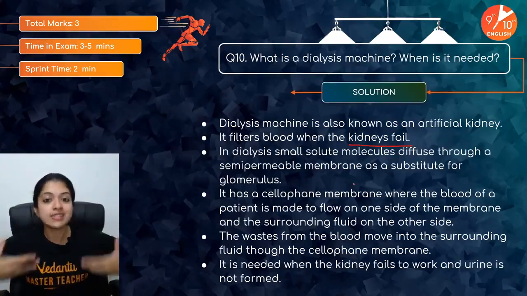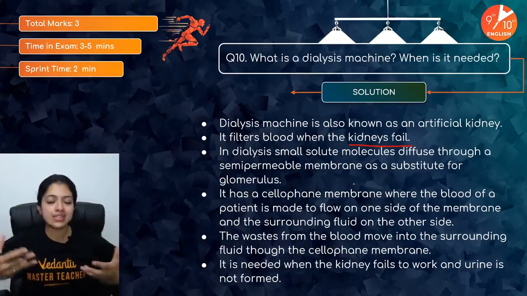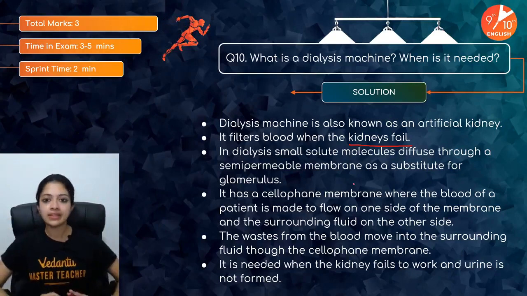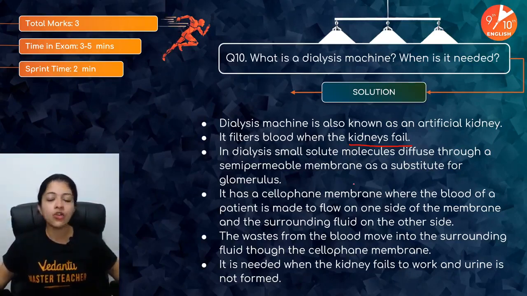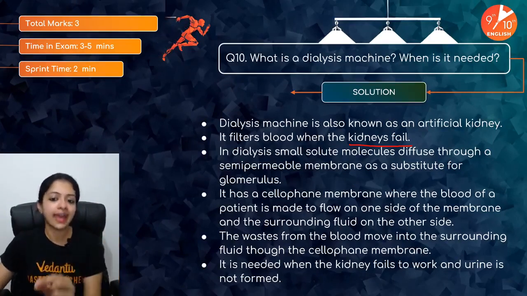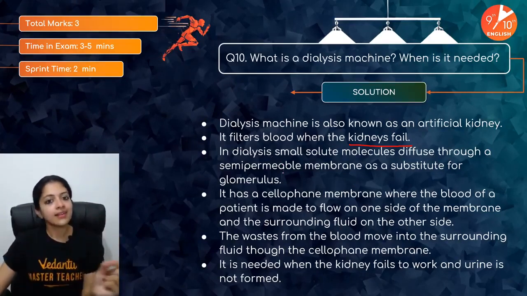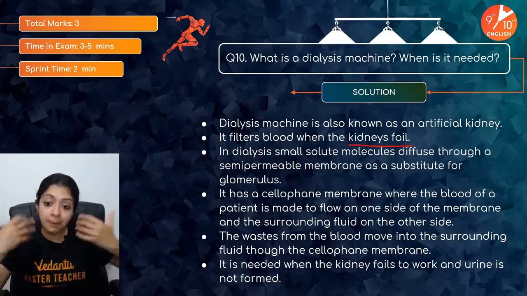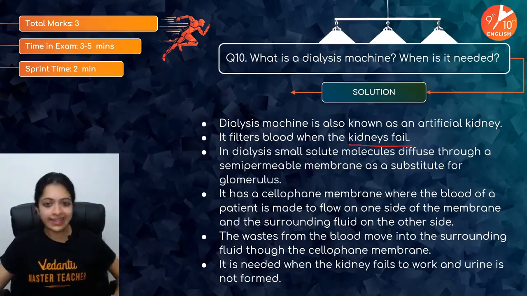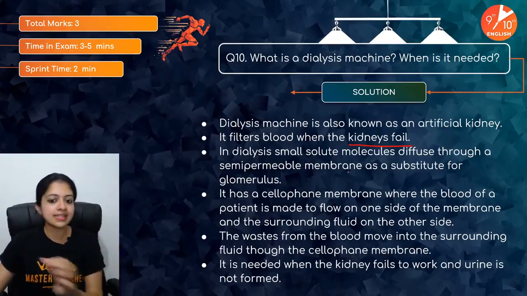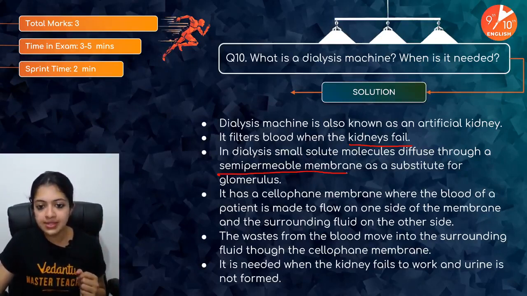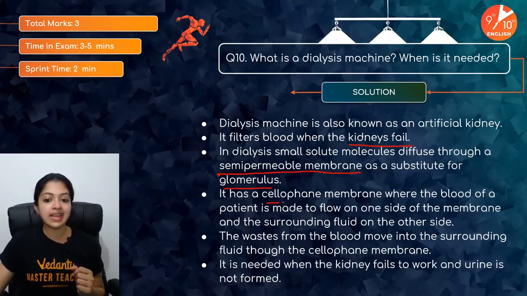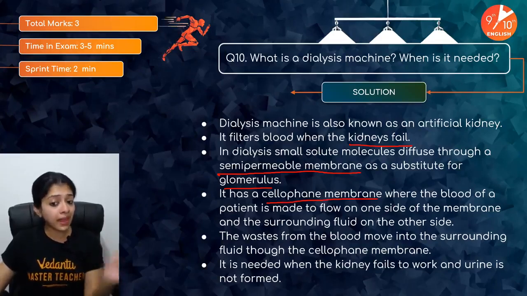Because in the case of a person who's got a kidney failure, so many toxic substances are going to get accumulated in that patient's body because kidneys are not doing their job for whatever health concerns. And as a result, in dialysis, there is a very, very smart design which has been made to replicate the role of kidneys. So there is a set of semi-permeable membranes instead of glomerulus. Then there is a cellophane membrane where the blood is made to flow.